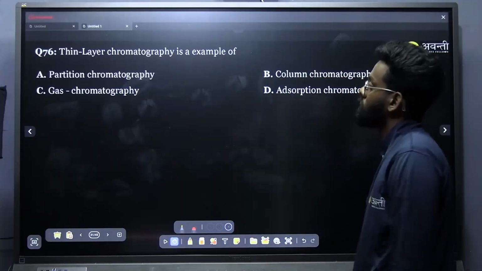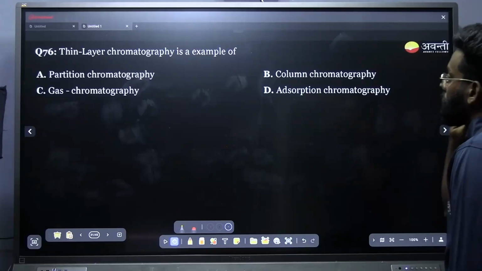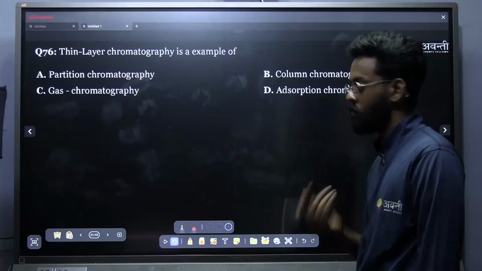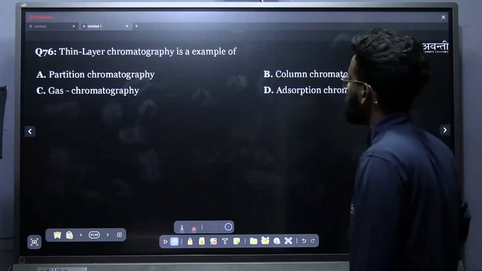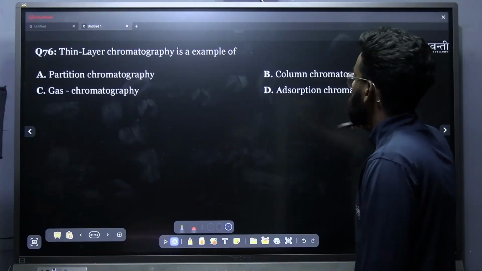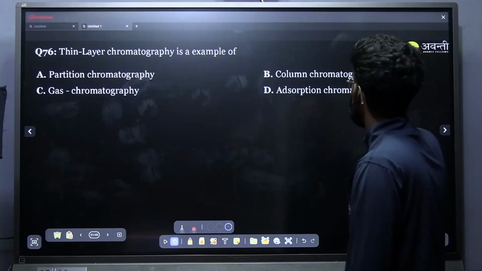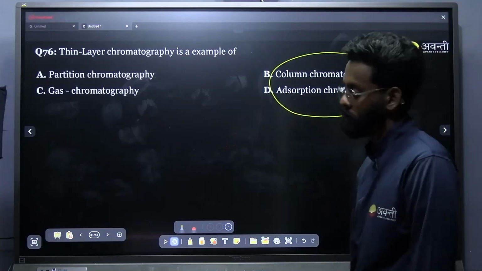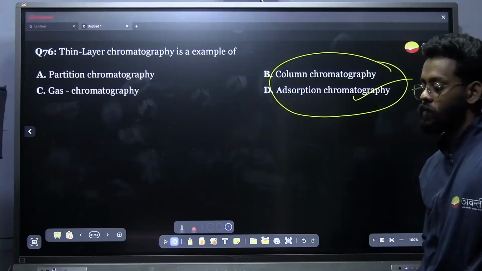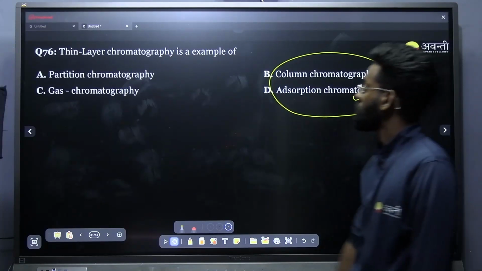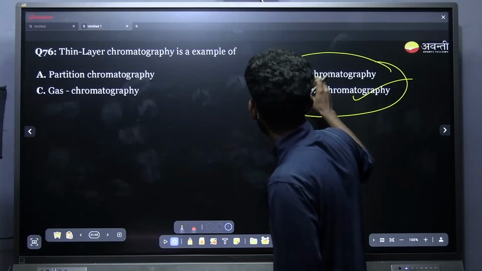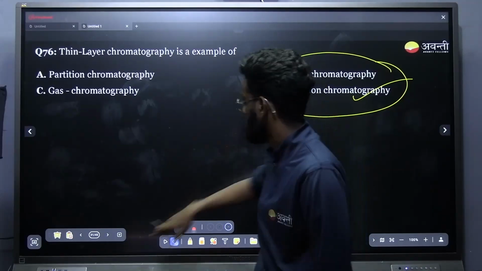Thin layer chromatography. Thin layer chromatography is an example of what? This is directly mentioned in the NCERT textbook. By reading you can get the answer. It is adsorption chromatography. Thin layer chromatography as well as column chromatography both belong to adsorption chromatography. Okay. Shall we move? Column chromatography is also based on adsorption.